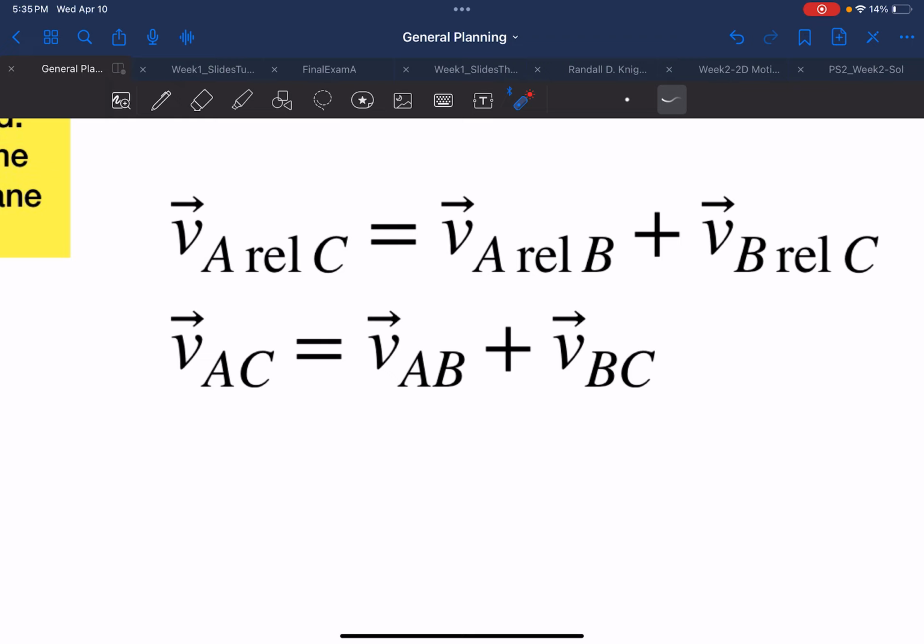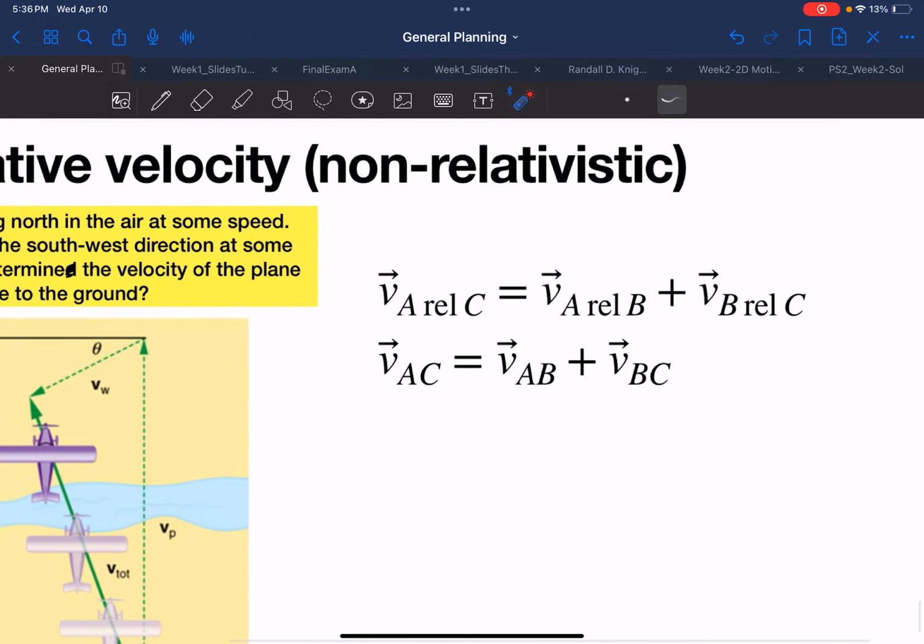This can be done either using a geometrical vector sum, or by finding the i and j components of A relative to B, and then the components of B relative to C, and adding them that way. As shorthand, you can drop the abbreviation of relative and write it as VAC is VAB plus VBC. Let's take a look at an example of this.